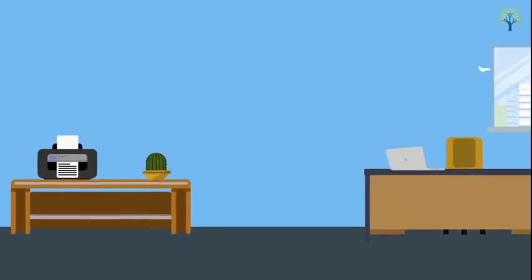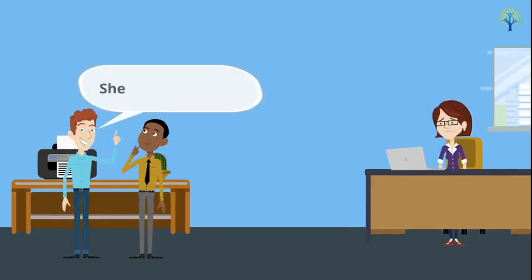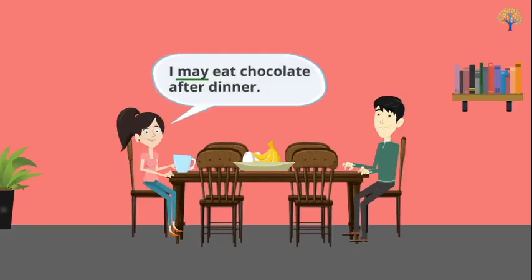Let us look at how to form positive sentences using may. Begin with the noun or pronoun. Add may, followed by the verb and extra information after the verb. For example, she may lose her job. Or, I may eat chocolate after dinner.